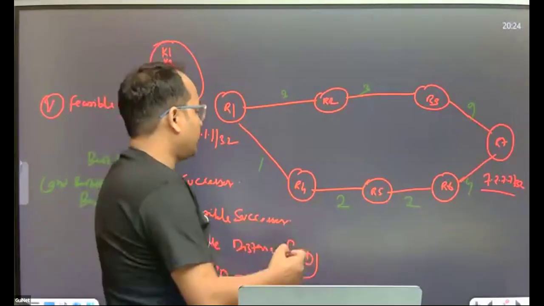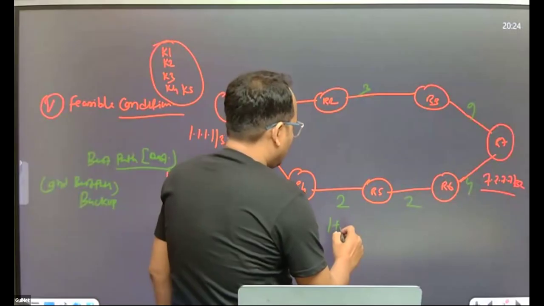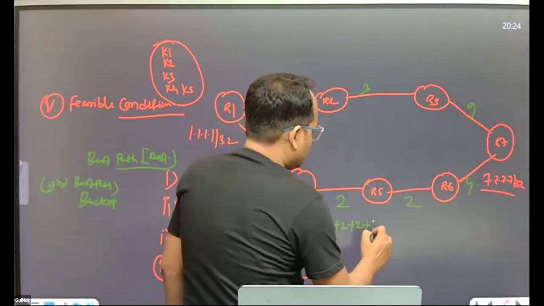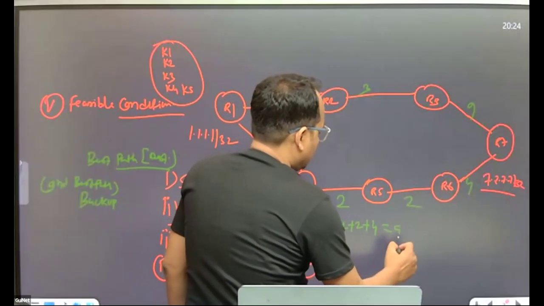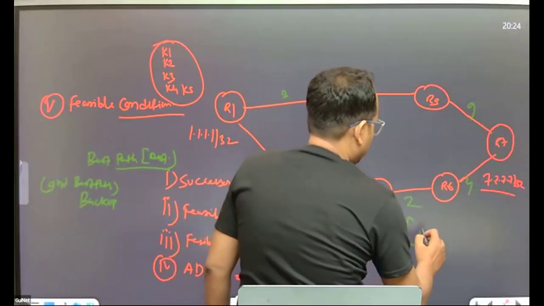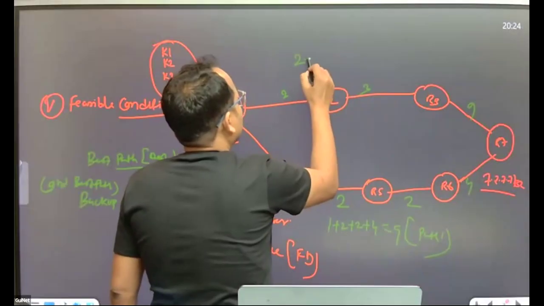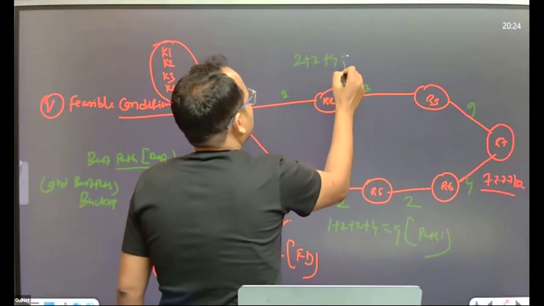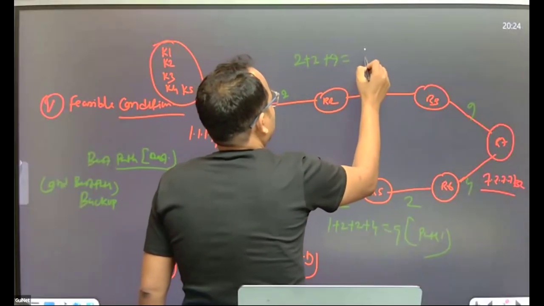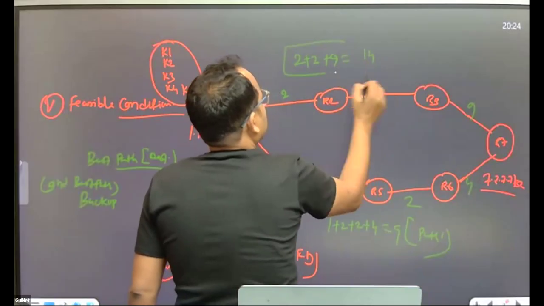Bottom path. Path 2, right? So if you calculate, it is going to be 1, 2, 2 plus 4. What is going to happen? It's going to be 9. This is my path 1. And if I go this path 2, 2 plus 3 plus 9, it is going to be 14. This is my path 2.